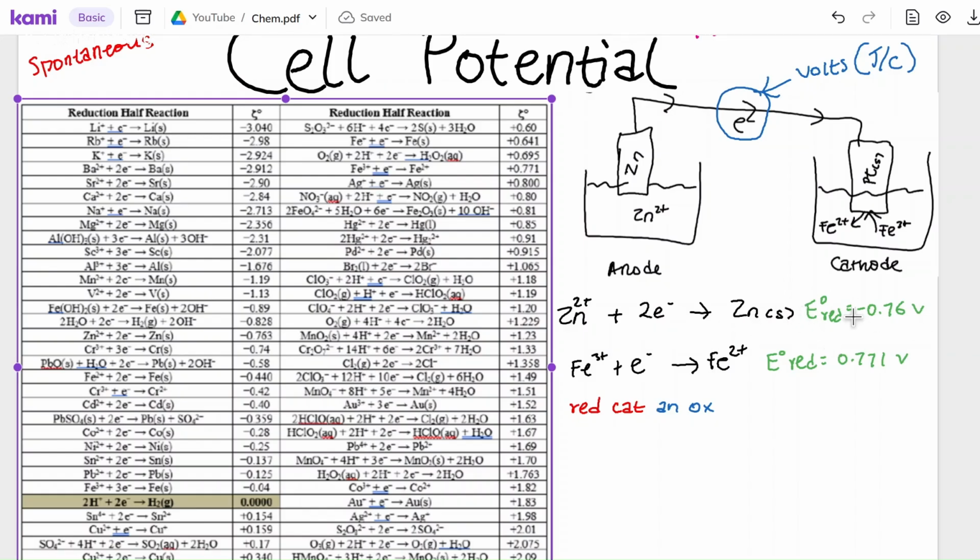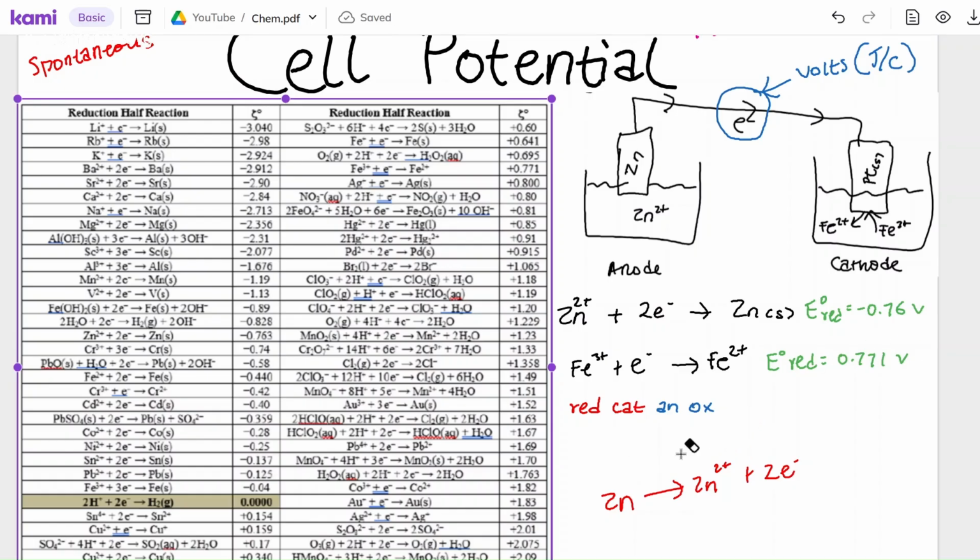If the standard reduction potential is negative, that means this half reaction doesn't want to be reduced. It would rather be in this format, using this notation instead: Zn goes to Zn2+ plus 2e-. As you can see, it's getting oxidized instead, because the zinc goes from a charge of 0 to a charge of 2+, so it's getting oxidized instead of reduced.